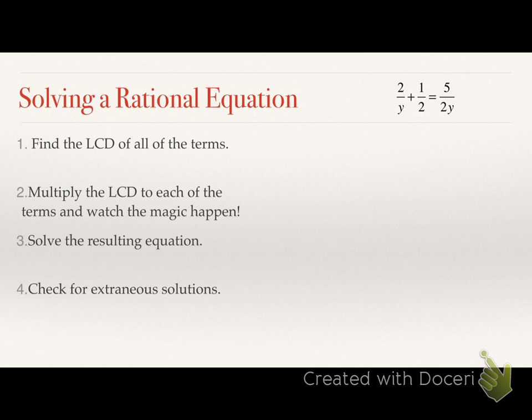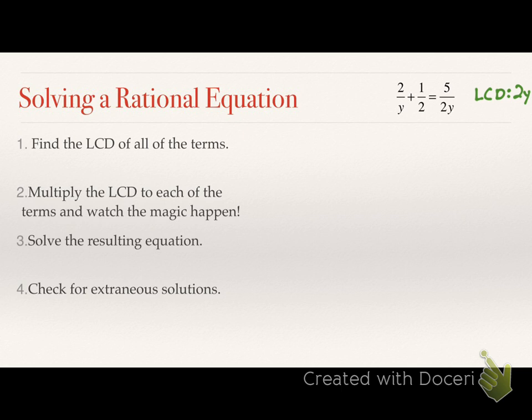Let's use this as an example: 2 over y plus 1 over 2 equals 5 over 2y. I must begin by identifying what the LCD is. Well, between y, 2, and 2y, the least common denominator would be 2y. In open disclosure, you wouldn't necessarily have to use the least common denominator. You could use 4y, you could use 12y, you could use 24y squared. You could use any common denominator. But you want to use the least to make it easier on yourselves.